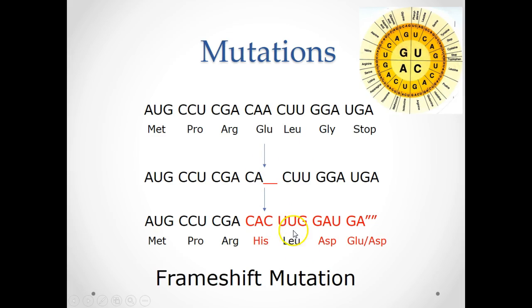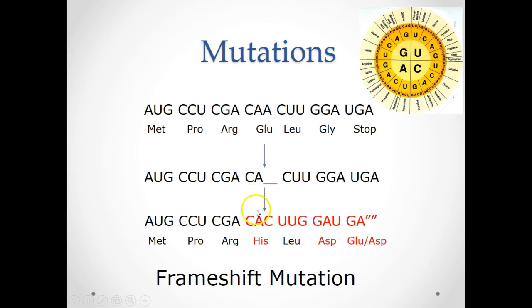This leucine just by chance stayed leucine. Okay, notice that CUU and UUG are both leucine just by chance. GGA was once glycine, now it's aspartic acid, and UGA was once the stop codon, but now it is either glutamine or aspartic acid. And so you can see that this is a huge change. We are no longer stopping where we want to stop. We have changed all of the reading frame, and so we've changed all of the codons after the one we deleted, which could also change all of them after the one we added.